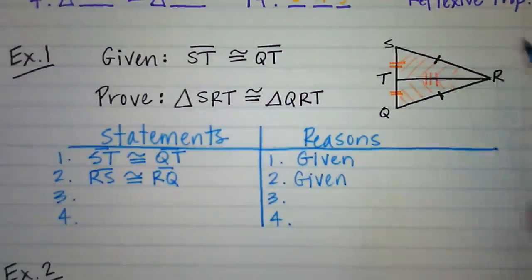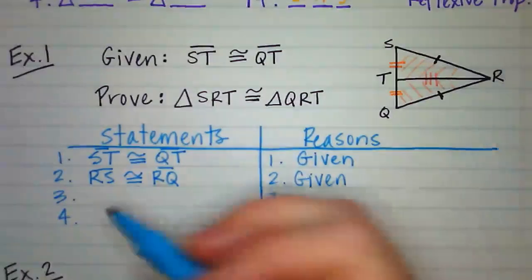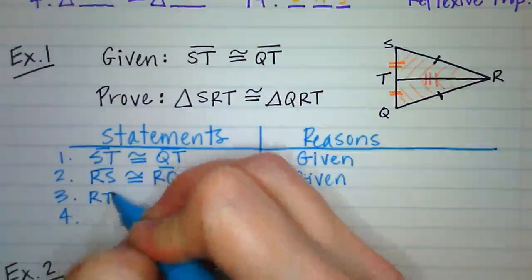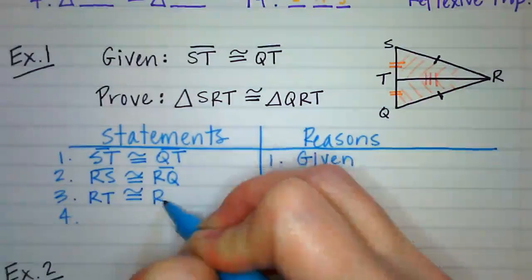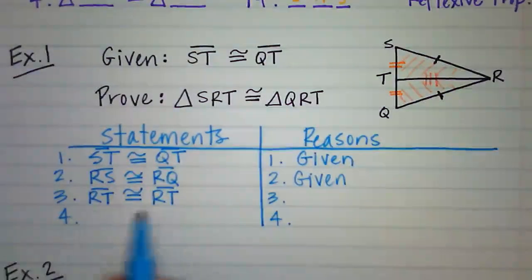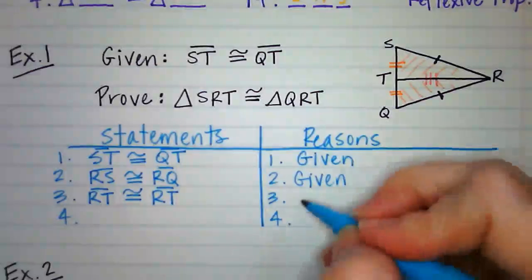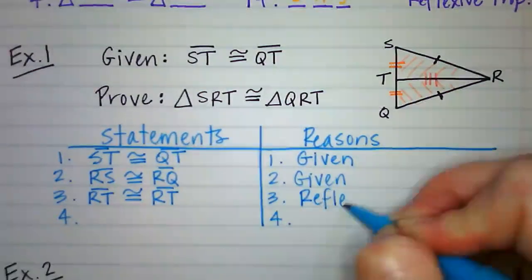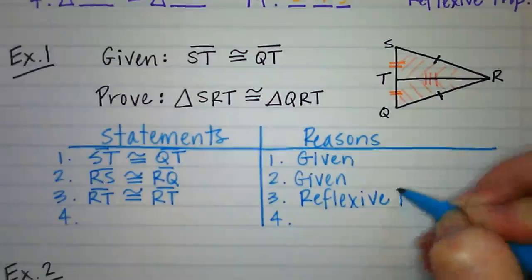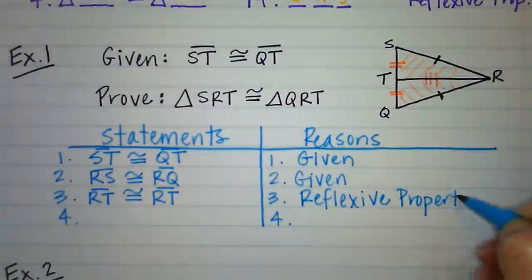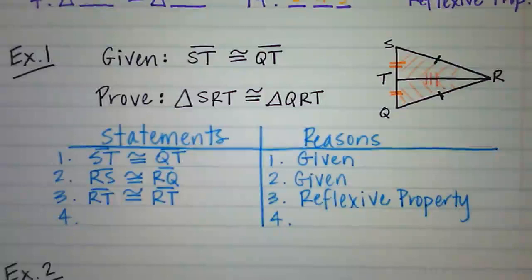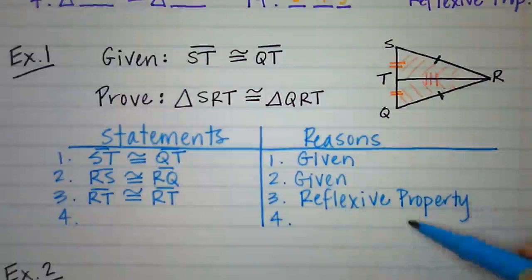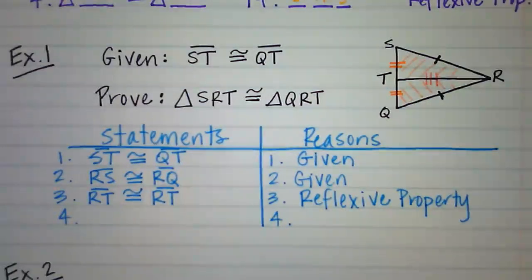Now we determined that RT was congruent to itself. So RT is congruent to RT. Anytime we are showing that something is congruent to itself, that's always the reflexive property, so reflexive property is the reason. We don't need to explain it, because by putting the reason, that implies we understand that reflexive property is when a segment is congruent to itself, or could even be an angle.